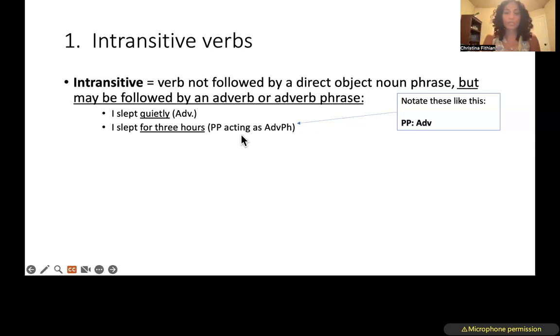So we're going to notate these kinds of prepositional phrases like you see here on the screen. We're going to write PP for prepositional phrase, colon, adverb. And what this is saying is just, here's a prepositional phrase, that's the structure, and it's functioning as an adverb in the sentence.